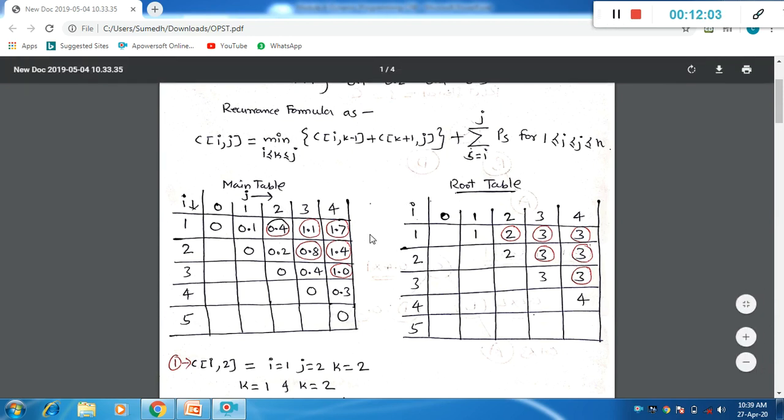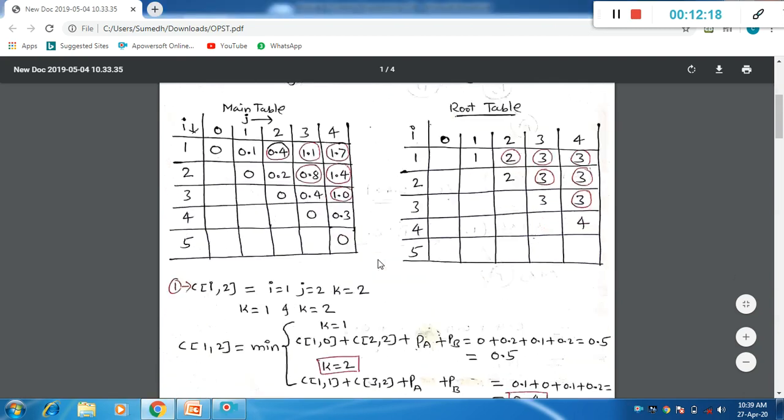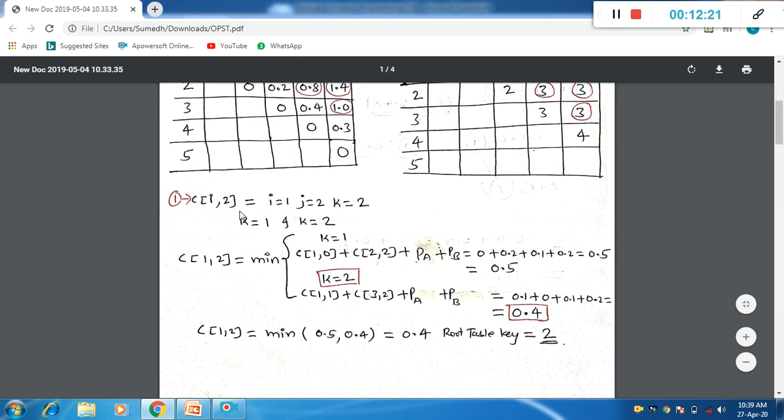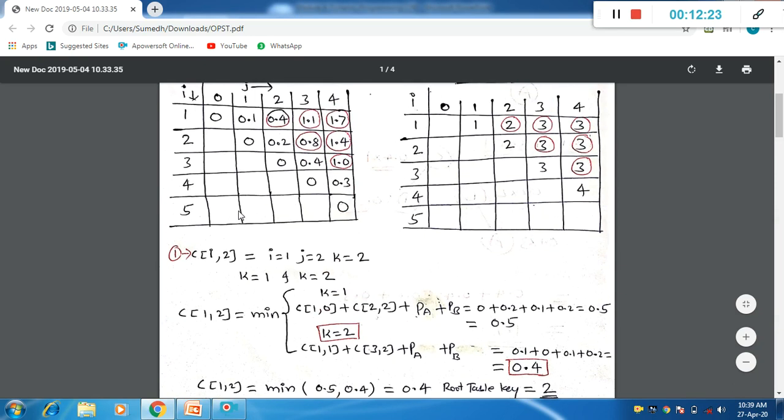Now apply the formula. Then we want to know what the value is. You will get the new probability value at the position 1 by 2. That is, you have to calculate C of 1 by 2 by applying the formula. When you want to know the value of 1 by 2, then I is equal to 1 and J is equal to 2, and you will get two possible K values.